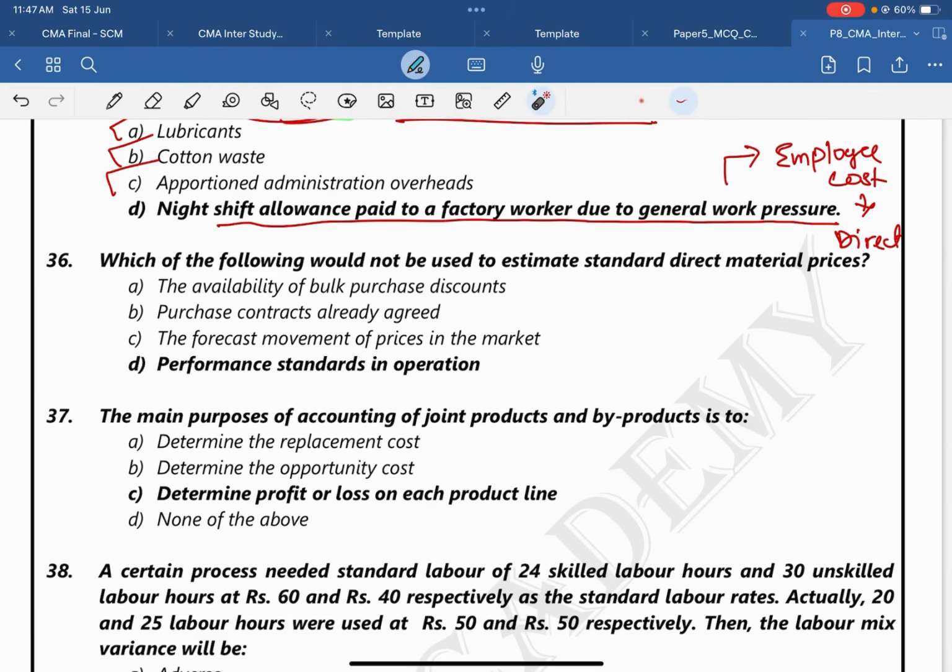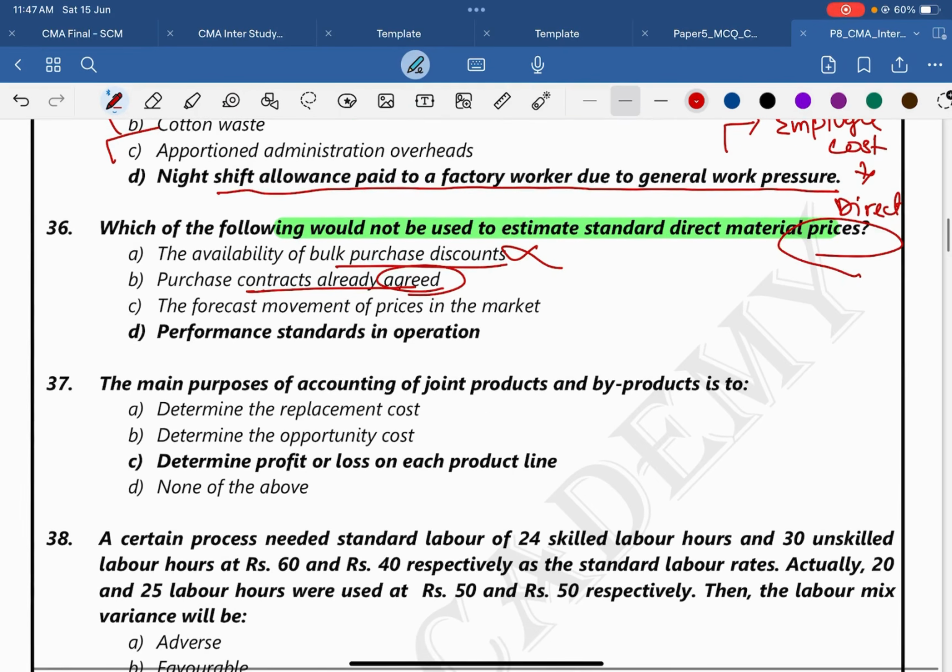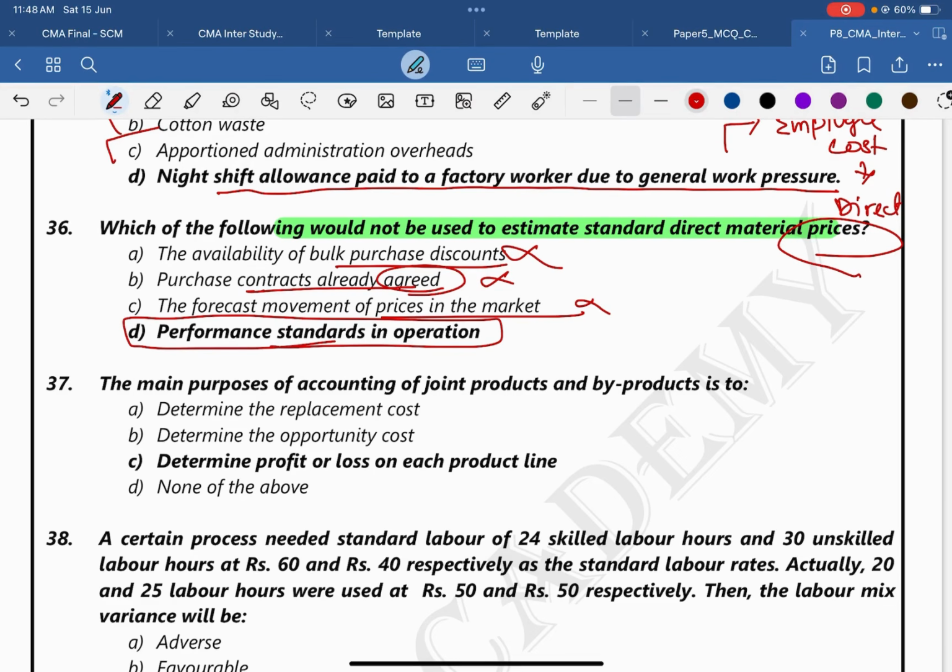36. Which of the following would not be used to estimate the standard direct material prices? Not to be used, that's the key point here. The availability of bulk purchase will not be the answer. Purchase contracts already agreed will be used for estimating direct material prices. The forecast movements of prices in the market can be used. The performance of the standard in the operation, based on that, we cannot find out the standard material prices. The remaining three can be used, but they are asking which is not to be used. These three are all to be used, but this one will not be used.